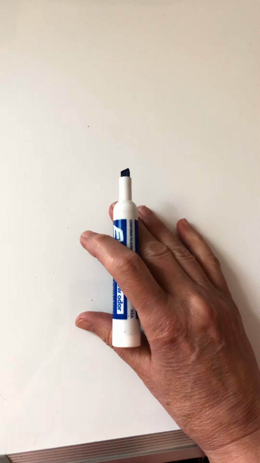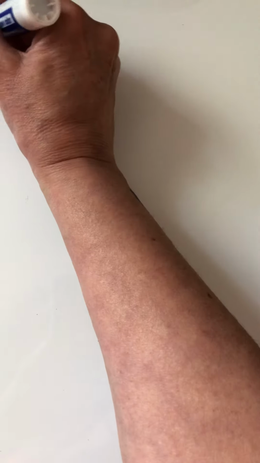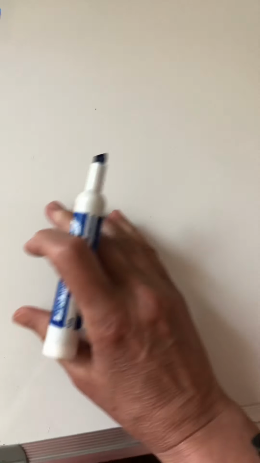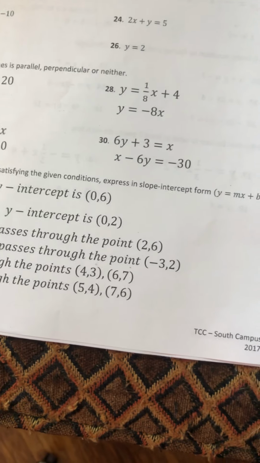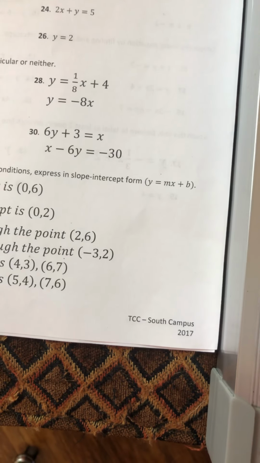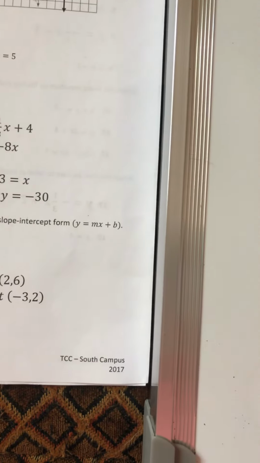But my intention with this video is to finish up your notes, the odd numbered items on the notes on the review, so you can be ready for test 3. So on number 31, your job is to write the equation of the line satisfying these given conditions, and it says to put it into y equals mx plus b.